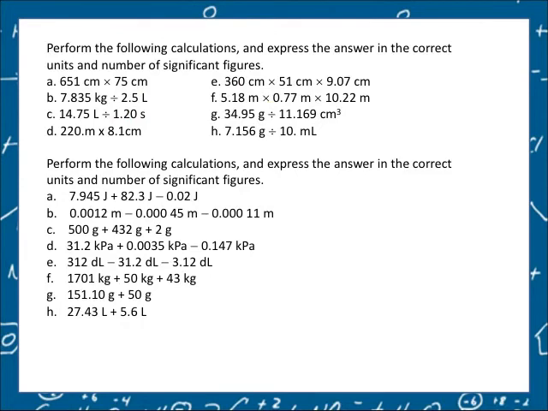Number 7 here, 34.95 divided by 11.169. Calculator returns 3.121968. This has my lower number of sig figs at 4, so I want to keep the first 4. 1, 2, 3, 4. Look at the next one to tell me that doesn't round the 9 up. So 3.129 are my 4 significant figures.